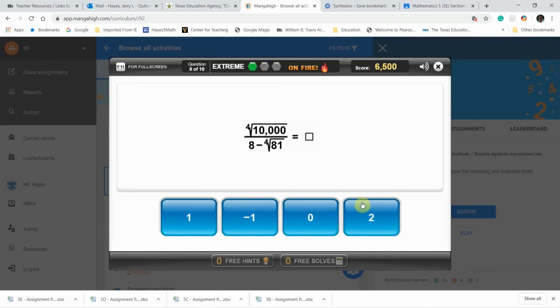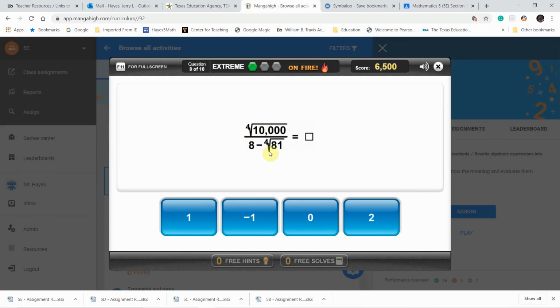All right. So as long as you understand the foundation, what it's asking you here is what times itself 4 times equals 10,000. And we know that's 10. All right? And what times itself 4 times equals 81? And we know that is 3, right? Is that correct? Using our calculator, 3 times 3 times 3 times 3 equals 81. So that's 3. So 8 minus 3 leaves 5, correct?